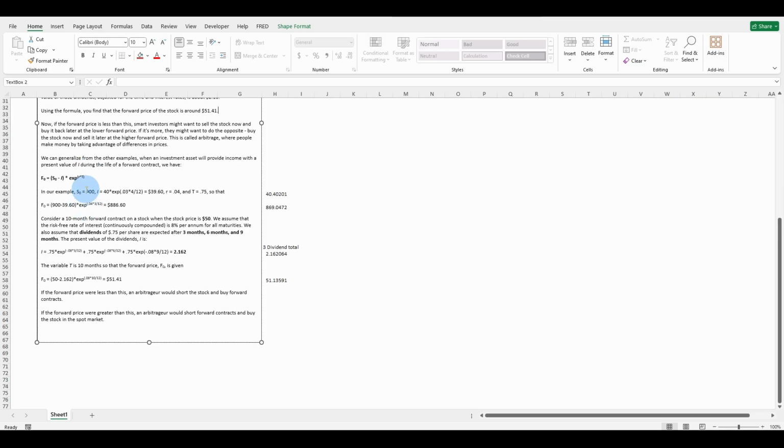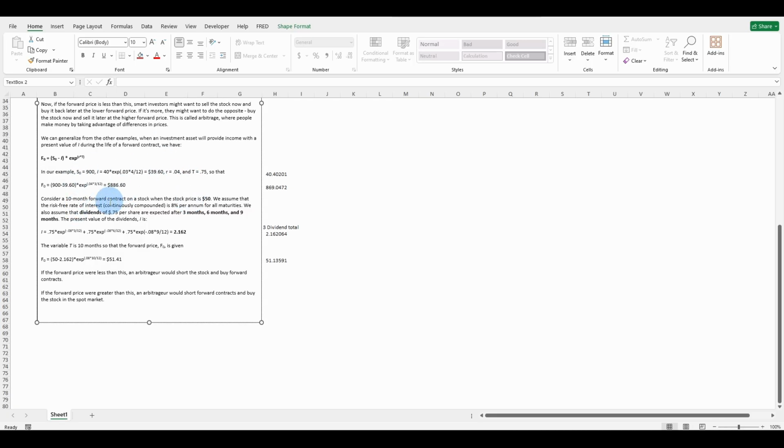Maybe this was Berkshire Hathaway 10 years ago, the stock price. I is equal to 40, EXP 34 divided by 12. Okay, we went down this road. This is the exact same example as previous, but it's illustrative. Consider a 10-month forward contract on a stock. When the stock price is 50, we assume that the risk-free rate, always keep that in mind, the risk-free rate of interest continuously compounded is 8% per annum for all maturities.